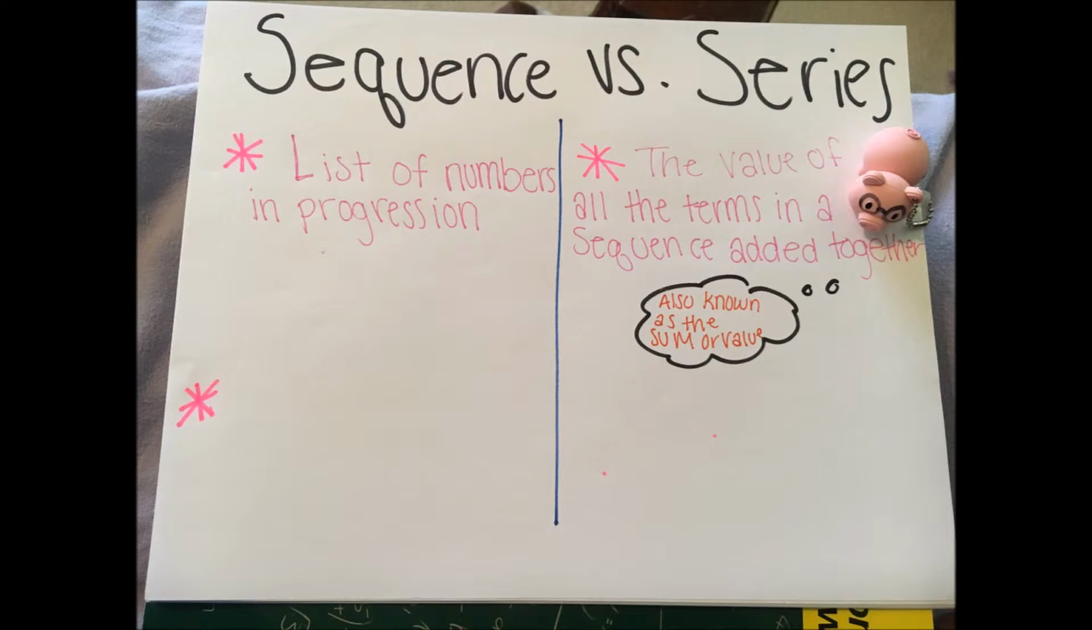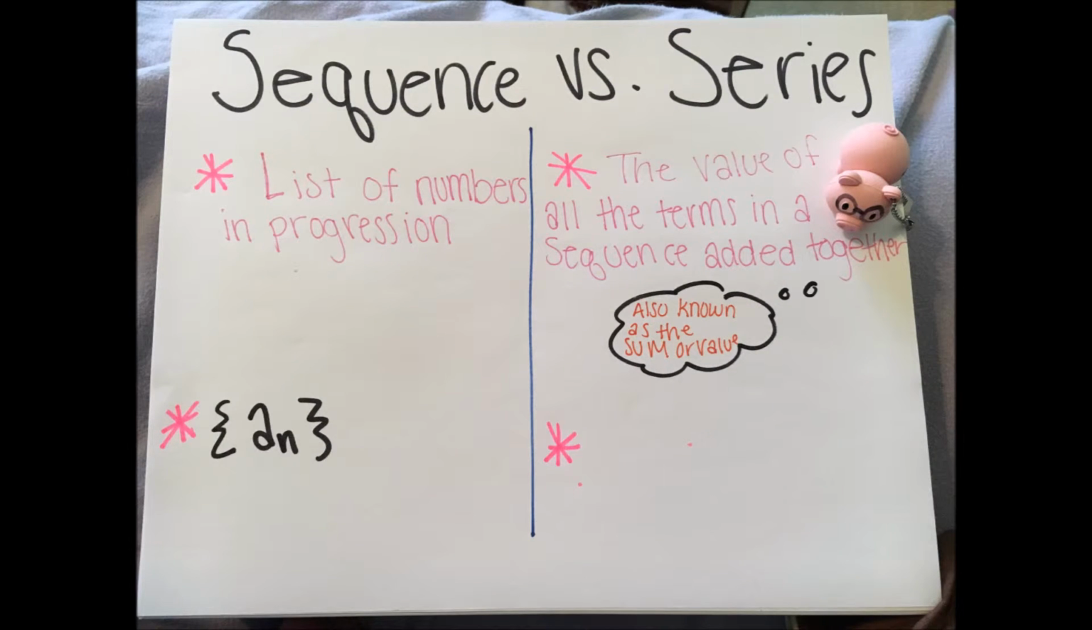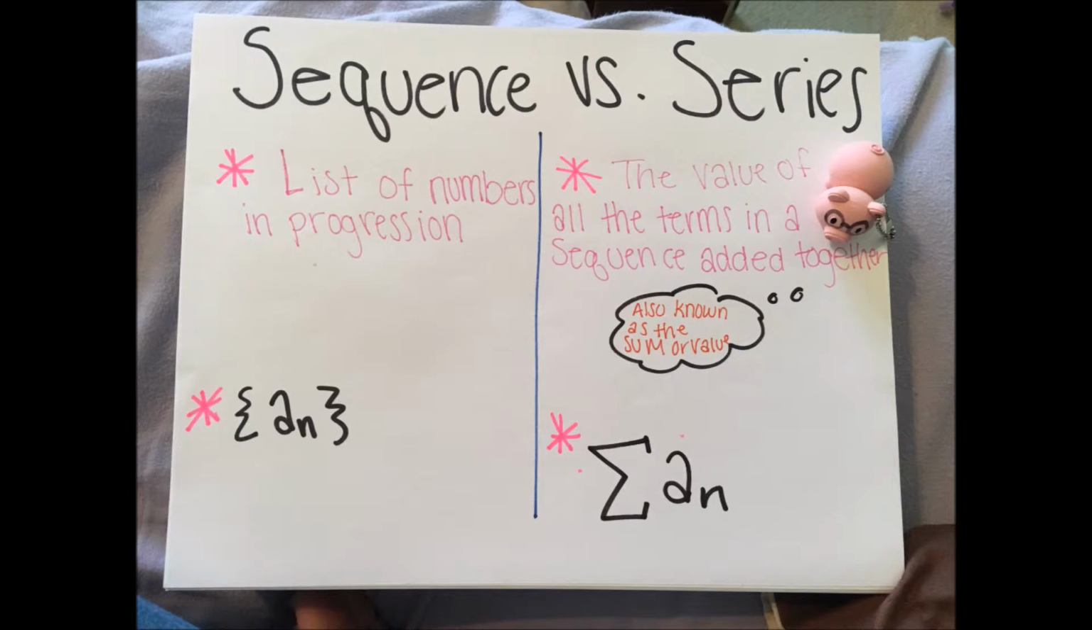The next bullet point will have to do with notation. Revisiting the sequence notation, you have a sub n, which is an equation in the little squiggly lines. And then series notation has the sum sign, which looks like an E, or a Z and an E, but it's the sum of the equation.